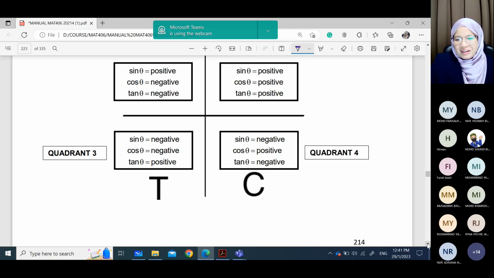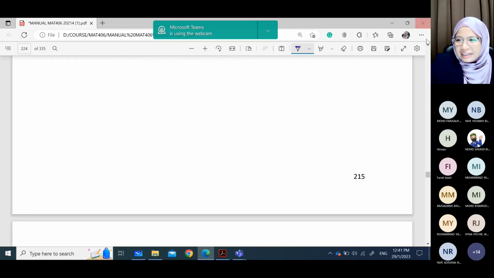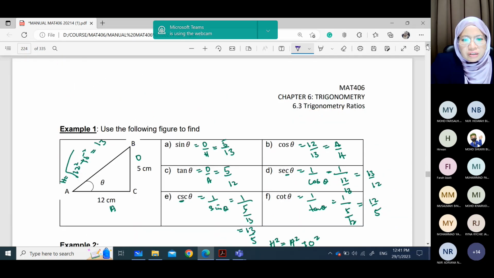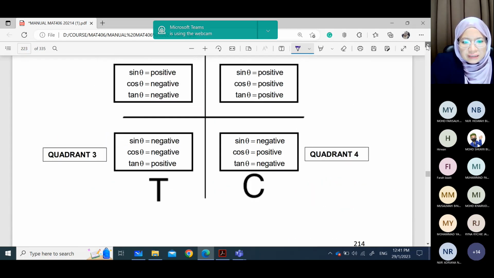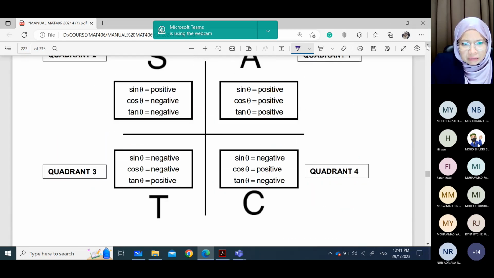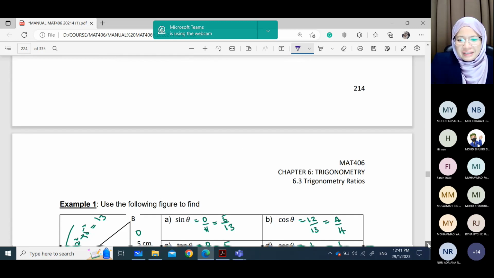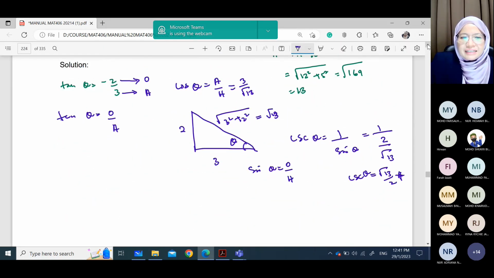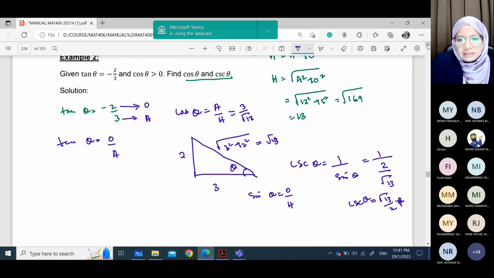Okay, boleh? Faham? Okay, great. Kalau negatif, tadi tangent negatif kan? So tangent negatif dia punya position dia adalah pada kuadran yang kedua dan keempat. Macam tu. Okay. Faham? Alright. Okay, ada soalan lagi? Tak ada.